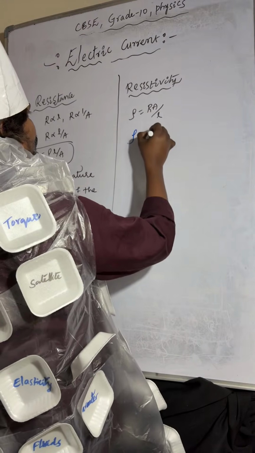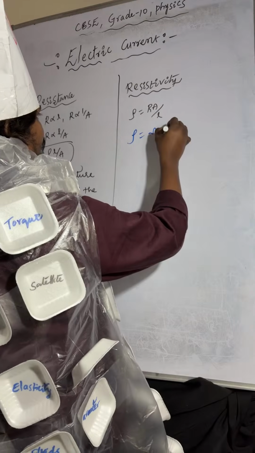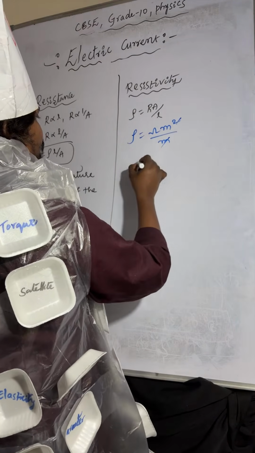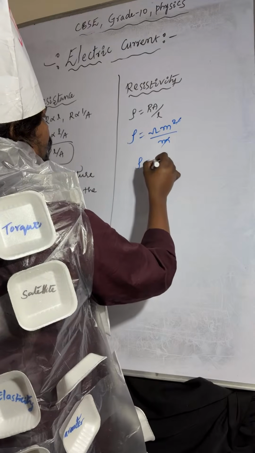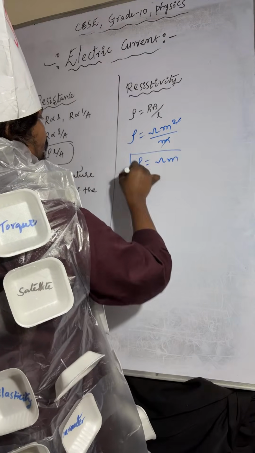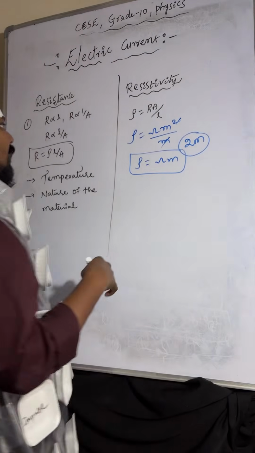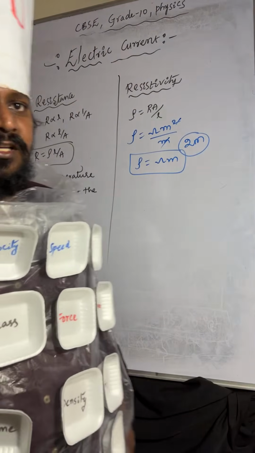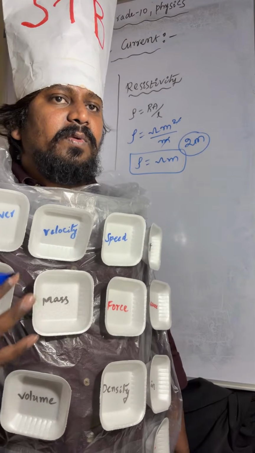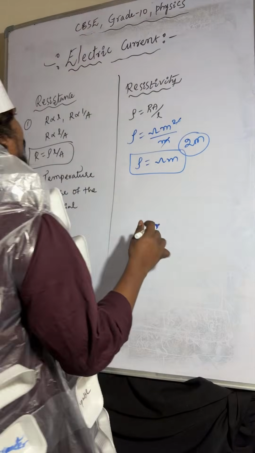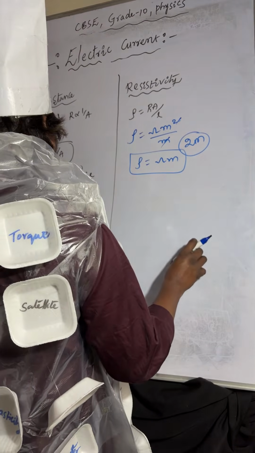So rho equals... the SI unit of resistance is ohm, the SI unit of area is meter square, and the SI unit of length is meter. So rho equals ohm meter. Very important. This can be a 2 marks question, and sometimes a 1 mark MCQ also. These points are very important. Understood? And coming to the next one.